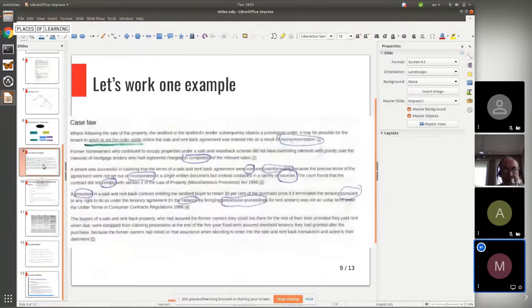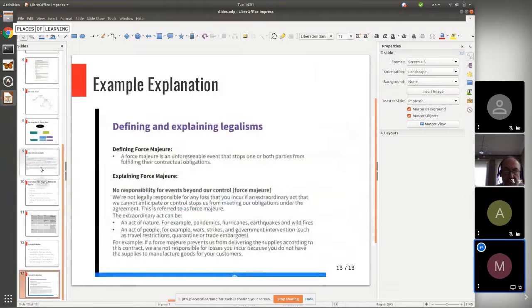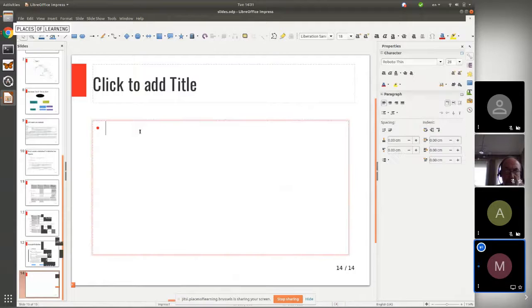So now, if we are doing this work of simplifying this paragraph: a tenant was successful in claiming that the terms of a sale and rent back agreement were void and unenforceable. So we need to write the new paragraph. I'm going to write the new paragraph that would be simplified after the process.